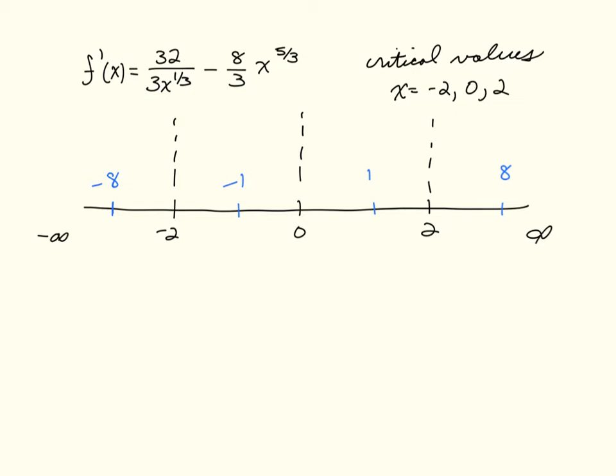So we need to take all of these test values and evaluate the derivative at every last one of them. So f prime of -8, f prime of -1, and so on.